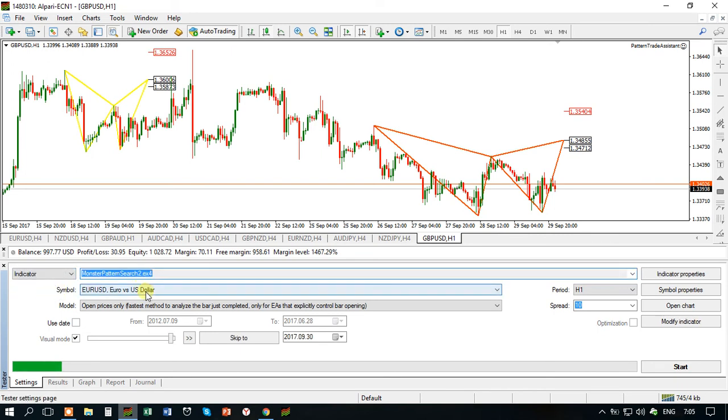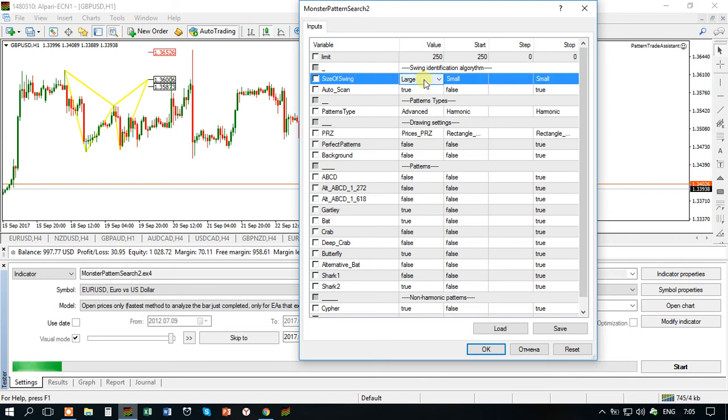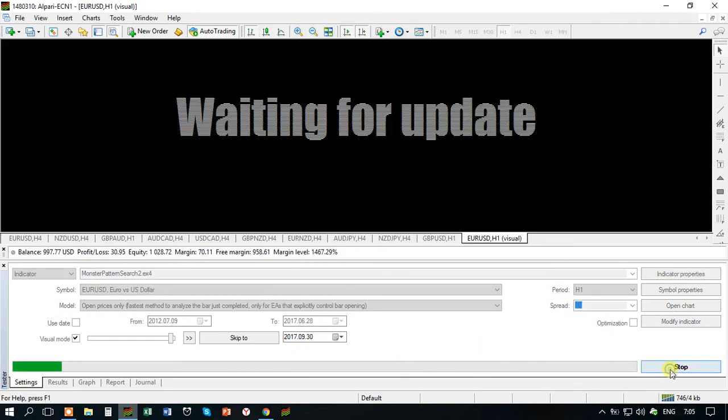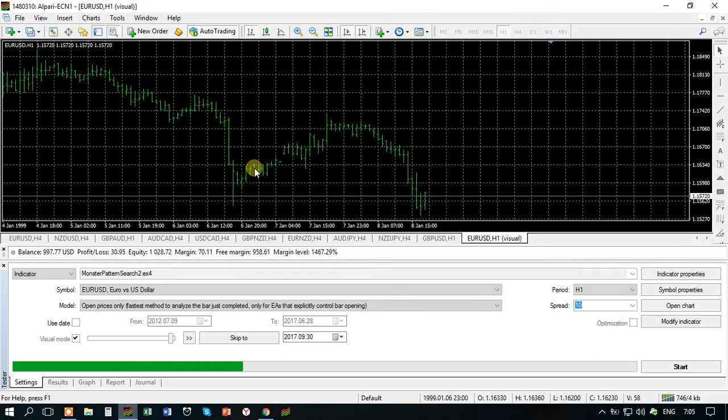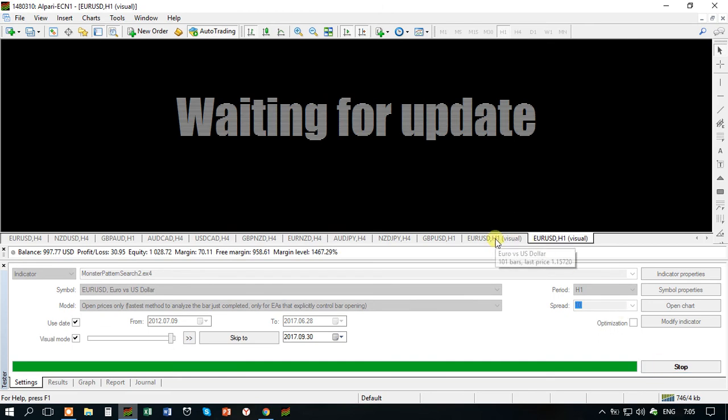Switch to indicator, Monster pattern search 2, automatic scanner on. Let's have it medium. Okay, limit 2050. Okay, let it be this, and let's start. The visual backtesting is also available for you. Hey, come on, I am to use some date. Like this, 2012, 2017, 5 years. Okay, good. Let's go to a 5 year backtest.